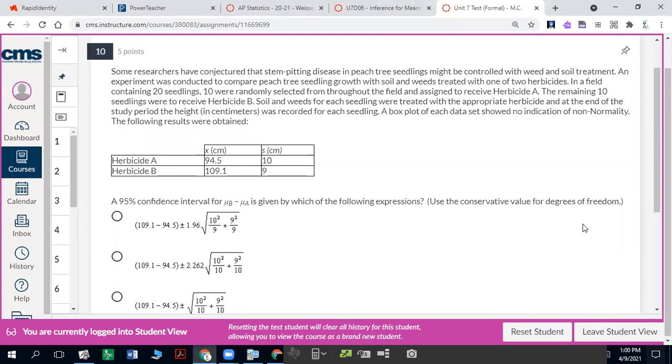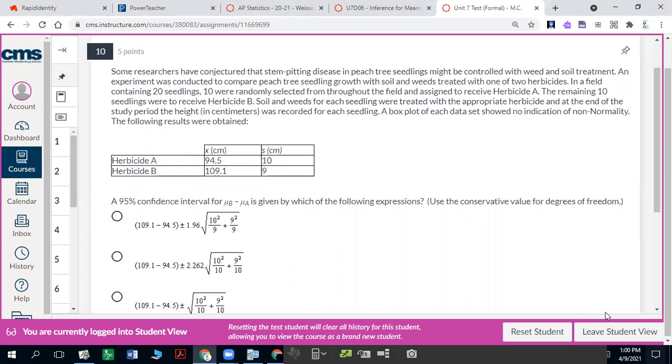All right, number 10. Some researchers have conjectured that stem splitting disease in peach tree seedlings might be controlled with weed and soil treatment. An experiment was conducted to compare peach tree seedling growth with soil and weeds treated with one of 2 herbicides. In a field containing 20 seedlings, 10 were randomly selected from throughout the field and assigned to receive herbicide A. The remaining 10 seedlings were to receive herbicide B.